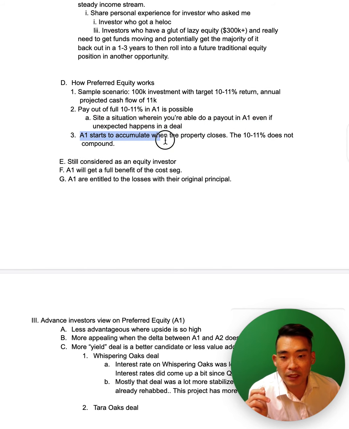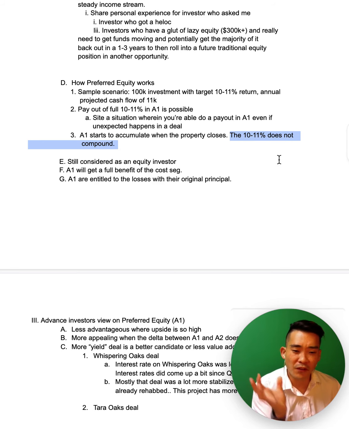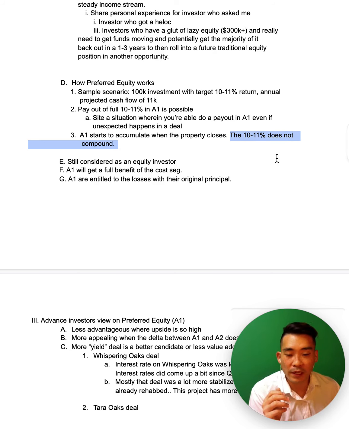So the A1 is a preferred rate of return, which starts accumulating once the property closes. And we've had investors ask, does this compound? No, it does not compound. That would make things very complicated in terms of paying people back the compound rate. Normally, if things are going a little slower, we may start off the payments slower for the pref equity guys, but our full intention is to catch right up after the first year to make people whole at that, whatever, 10 or 11%.